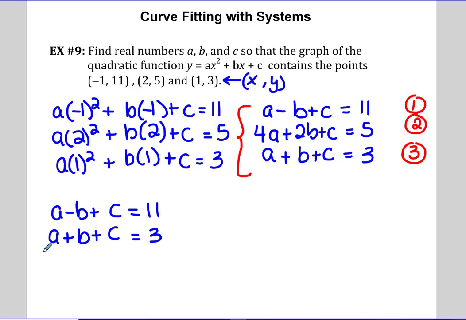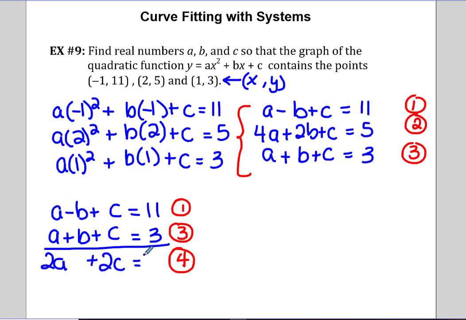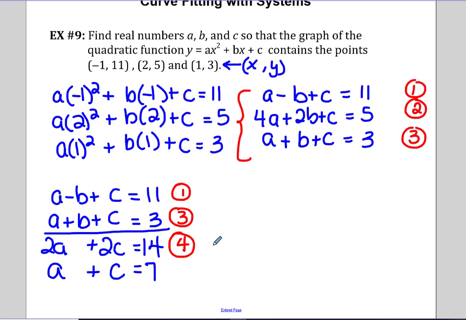Since they're already opposites on the b term, our plan of attack will be to eliminate all of the b's. So here we're adding 1 and 3, and it's going to give us equation 4, which will be 2a plus 2c equals 14, and they're all divisible by 2, so I'm going to reduce it down to a plus c is 7. And then if we eliminate the b terms, we want to take equation 1 and multiply this times 2 and add it to equation 2.